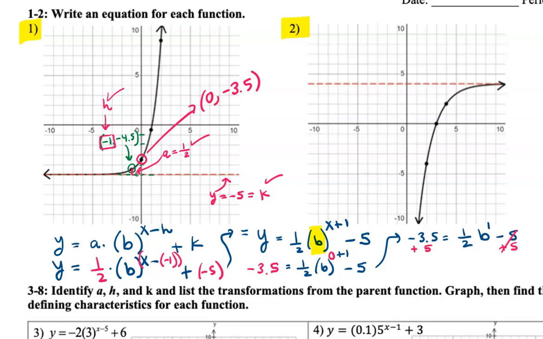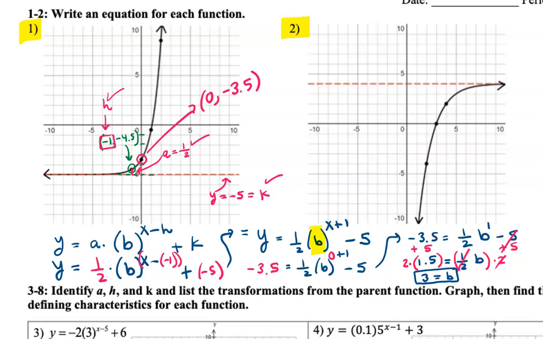Then -3.5 plus 5 would be 1.5, and that equals 1/2 times b. So then I can multiply both sides by 2. The 2 will cancel with the 1/2, and 2 times 1.5 is 3. So then my base for number 1 must be 3.